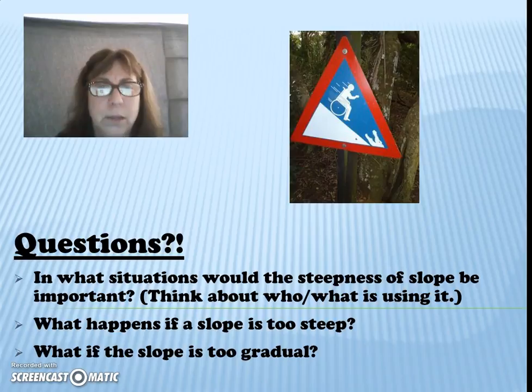In what situations would the steepness of a slope be important? If it's very steep or very gradual, what difference does it make? We need to think about who might be using that slope and what they're using it for. In this picture of a wheelchair going downhill, that looks pretty scary. I don't think I want to take my wheelchair down a slope that steep. Not my skateboard either. What would happen if the slope is too steep? What would happen if it's too gradual? Can you think of places where a very gradual slope might not be steep enough?